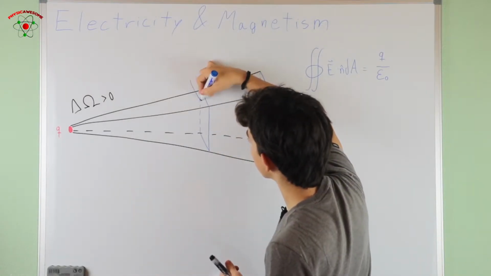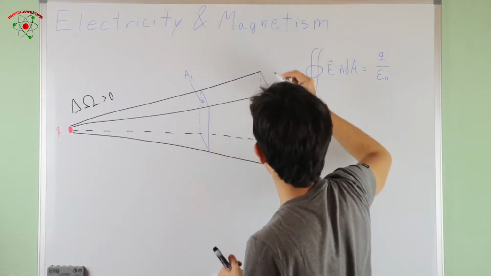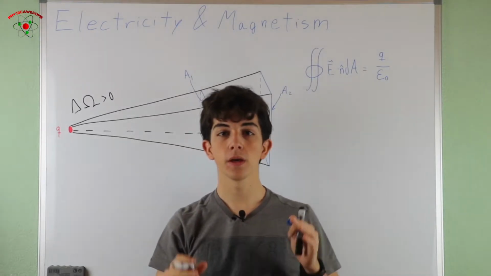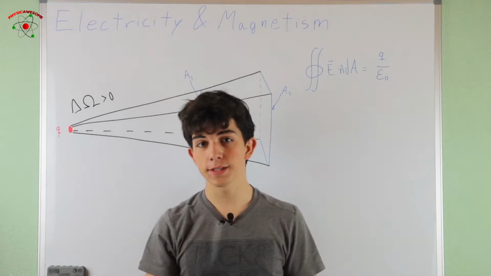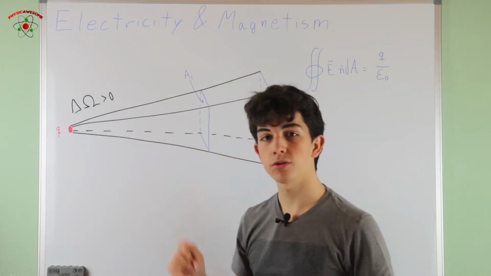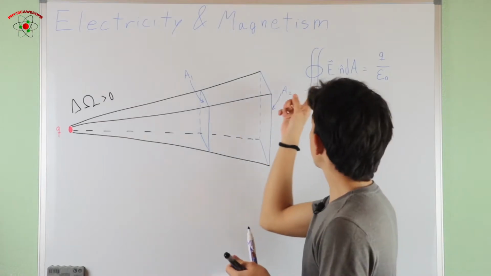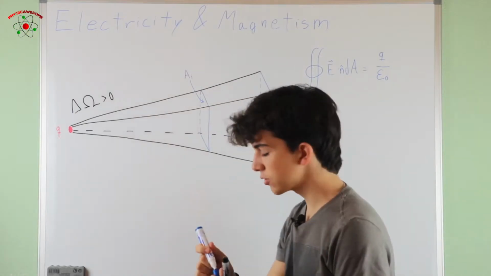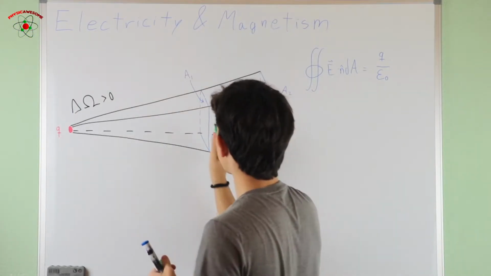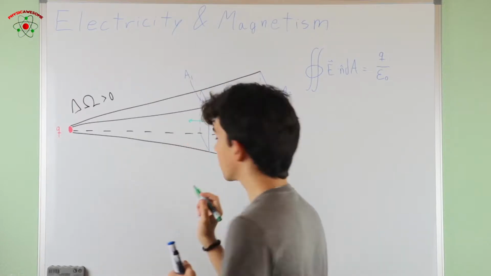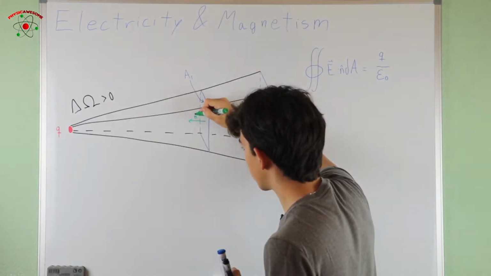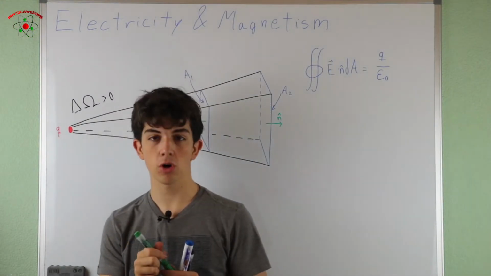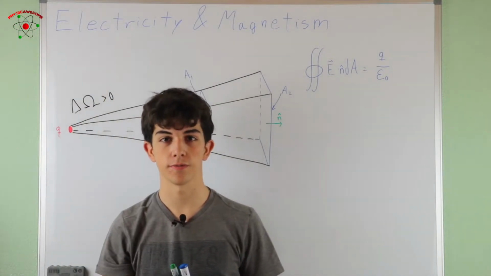This is A1 and this is A2. Now we need to do an analysis with electric field and the normal vectors of these surfaces. We know that this n hat vector always points outwards of the surface, so it's going to be, in this case, over here. That is our n hat vector, and in this case it's going to point in the opposite direction, always outwards of the surface we are considering.